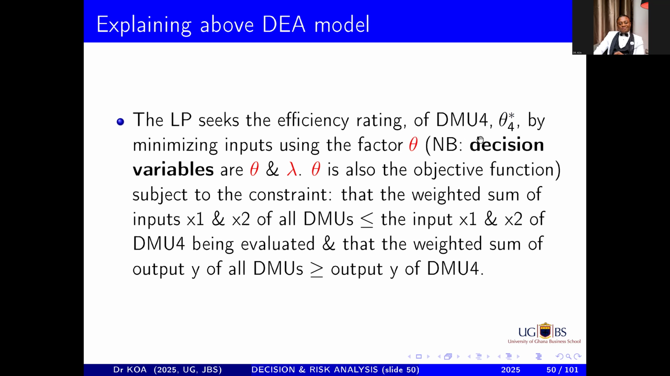And this improvement factor is theta. It is a decision variable, and that is not the only decision variable. There's also a decision variable, which is the lambda in the model. But then the theta will also form the objective function, as you have seen. So what you are doing is minimizing this input using this improvement factor theta, subject to the linear programming constraint that the weighted sum of outputs, the weighted sum of inputs x1 and x2 of all DMUs.